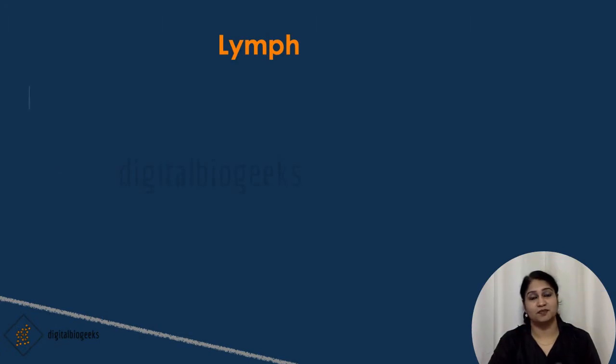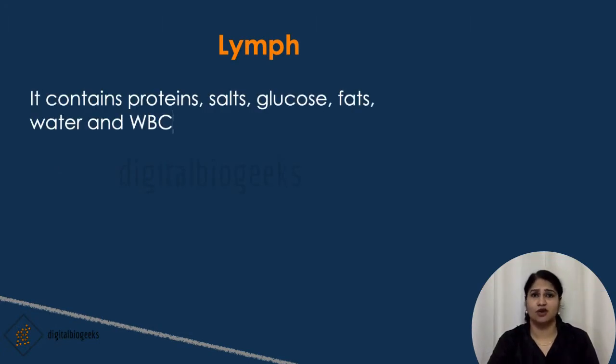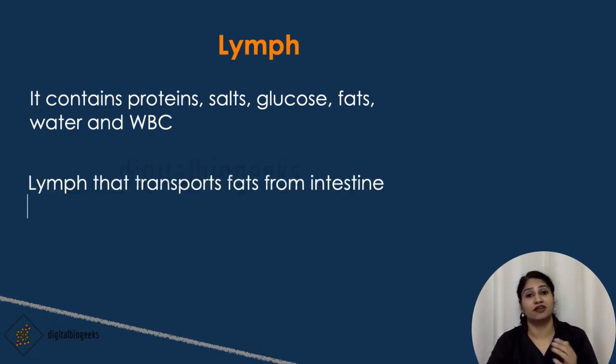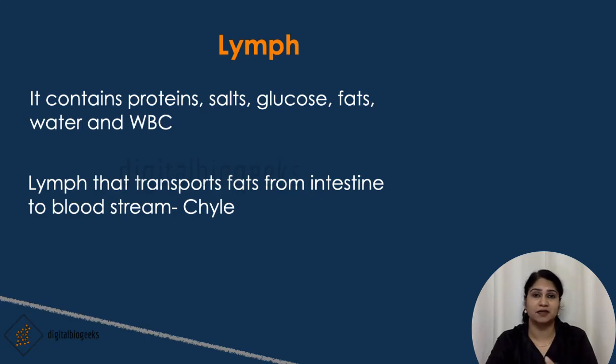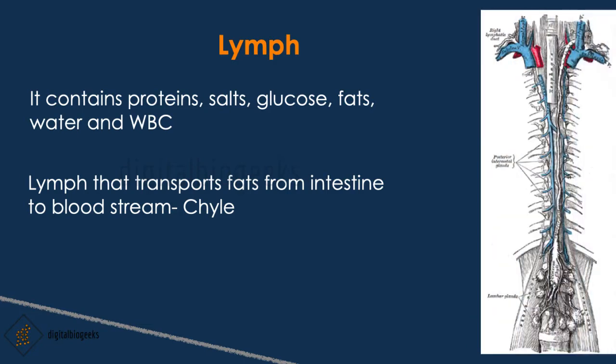Lymph contains proteins, fats, salts, glucose, water and white blood cells. There is a special version of lymph that transports fats from the intestine into the blood. It is known as chyle. This fluid from the intestine is milky owing to the presence of fatty acids which are absorbed from the diet. This chyle drains into the thoracic duct and from there it enters the subclavian vein and then into the bloodstream.